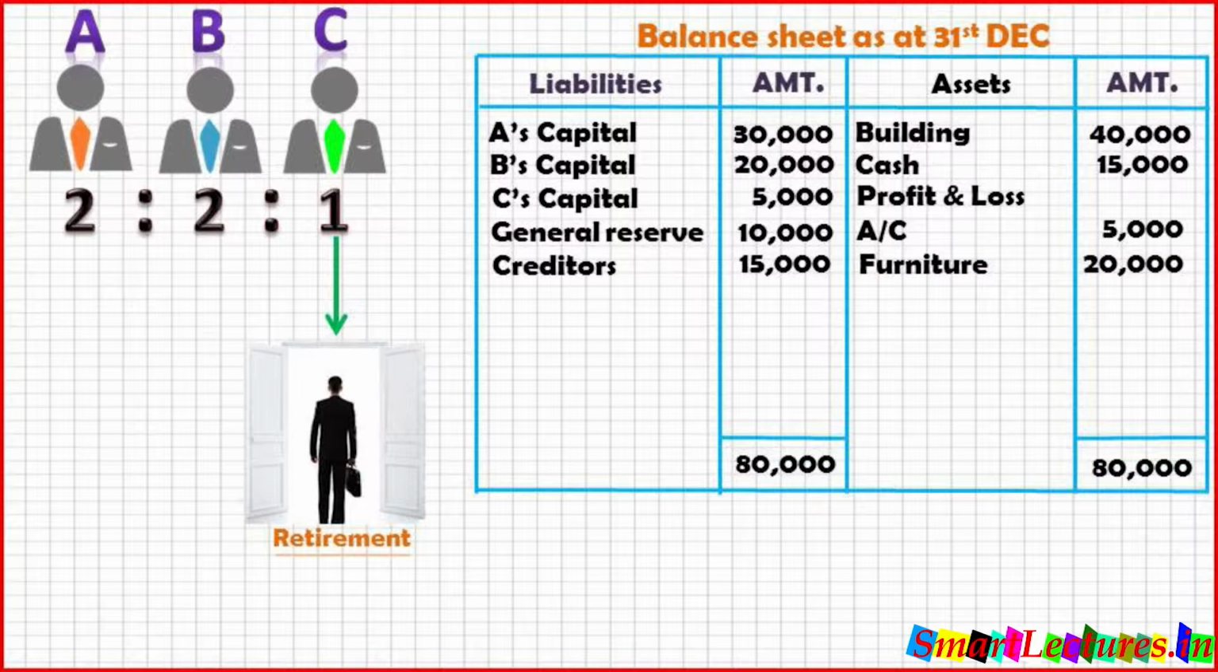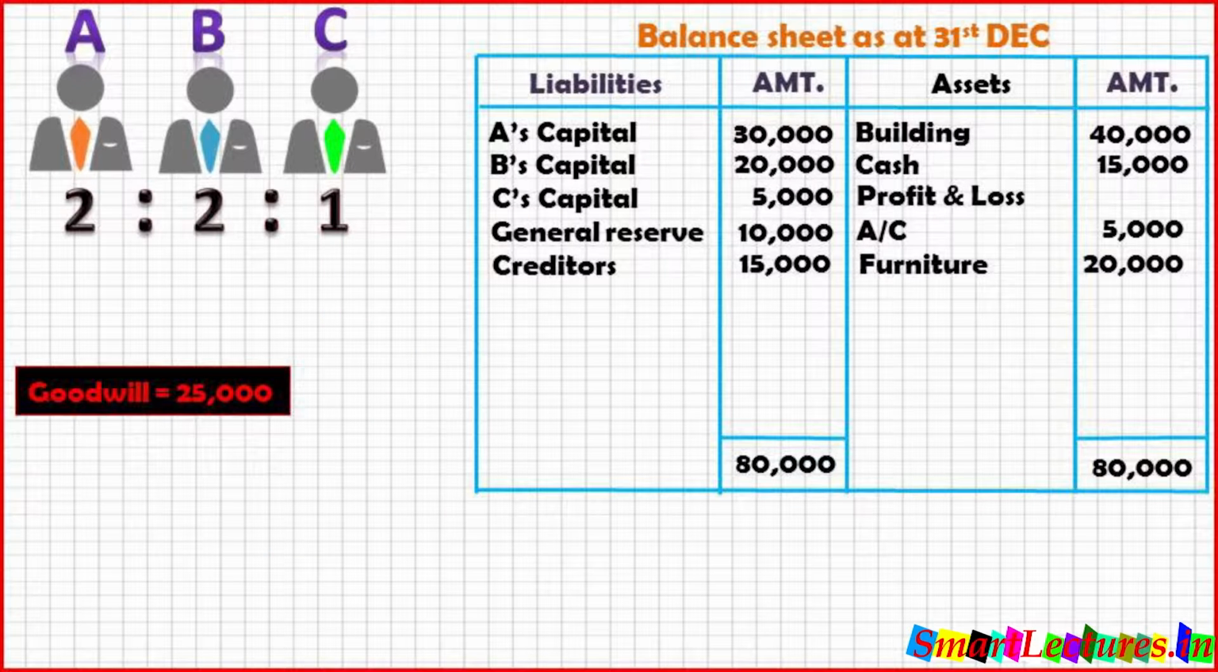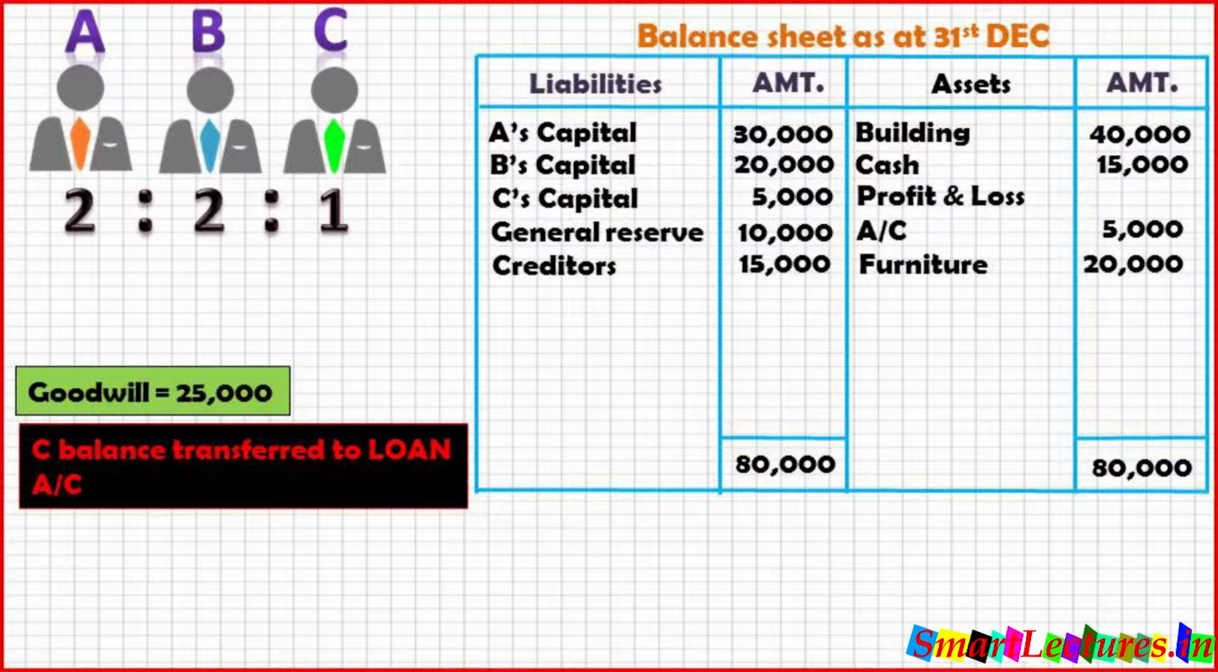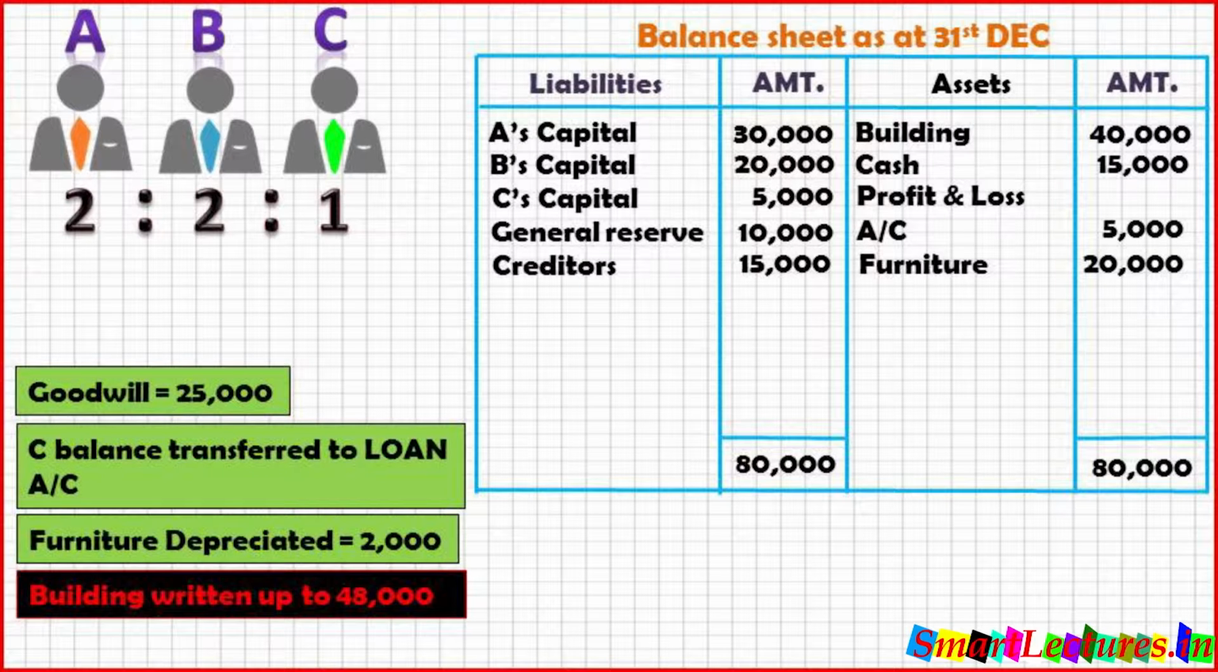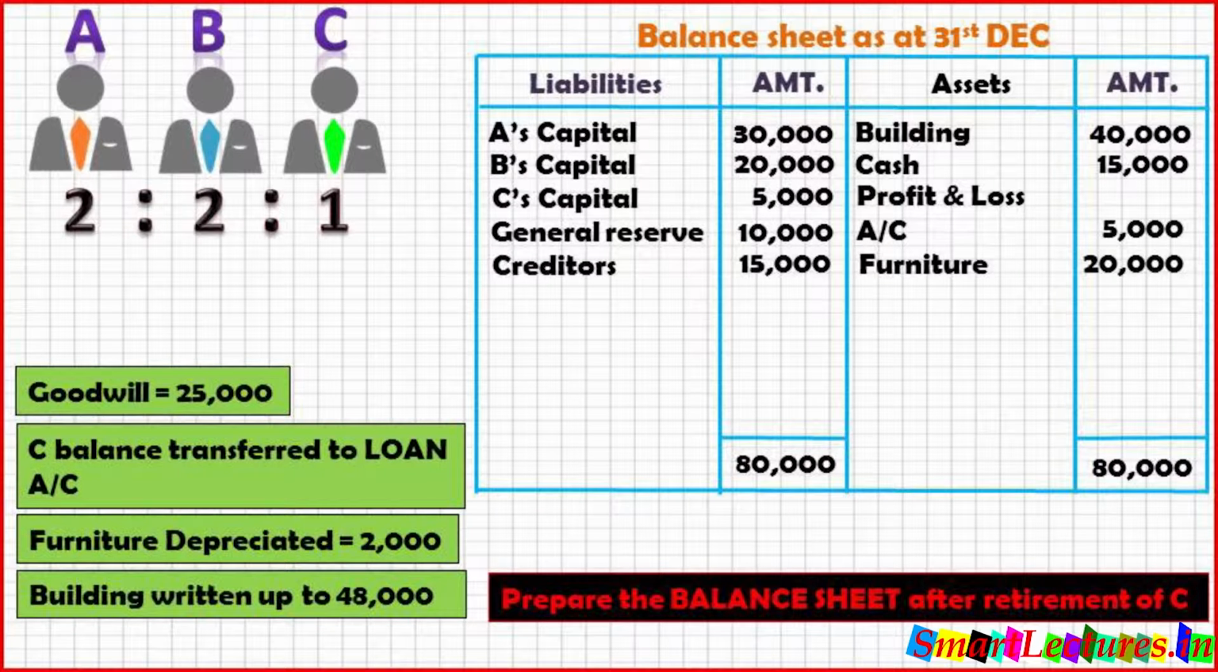C takes retirement on the same date. Goodwill was valued at rupees 25,000 and C's balance was transferred to loan account. A piece of furniture worth rupees 2,000 was no longer useful. Building was written up to 48,000. Prepare the new balance sheet after retirement of C. This is the question.